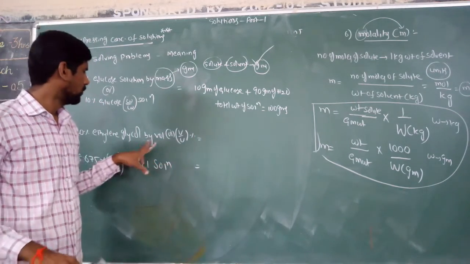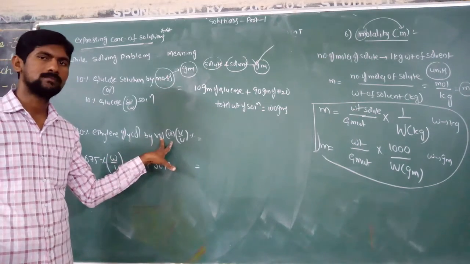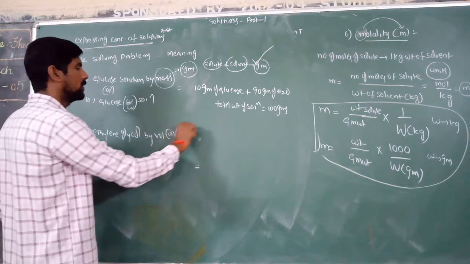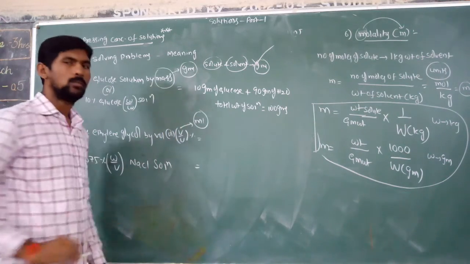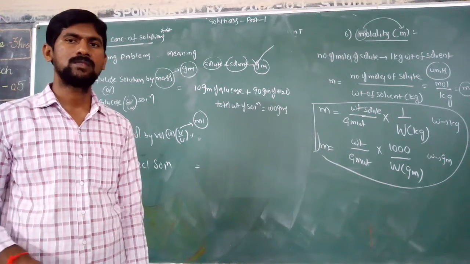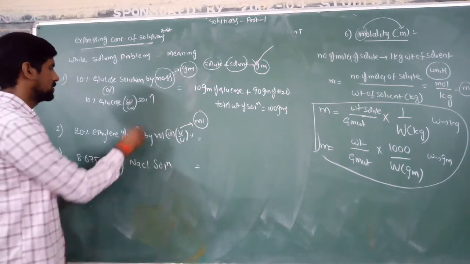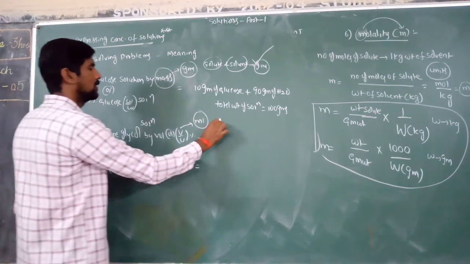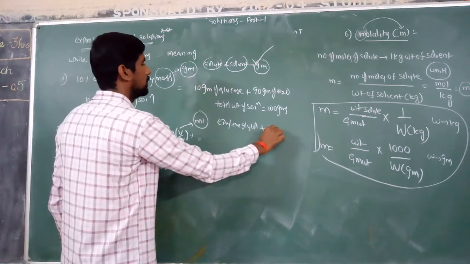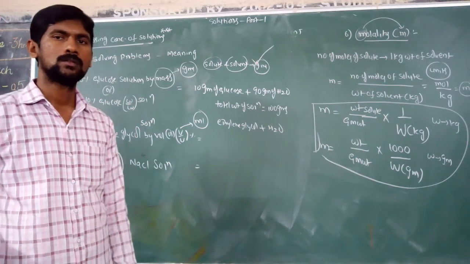Very similarly, what is the meaning of 20% ethylene glycol by volume? Volume percentage. What is the unit of volume? ml. So both solute and solvent are expressed in terms of their volumes. Here there are two components, ethylene glycol and water, and both are expressed in terms of their volumes. So what is the given?